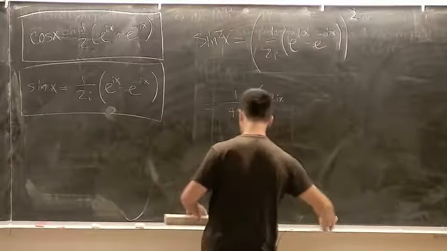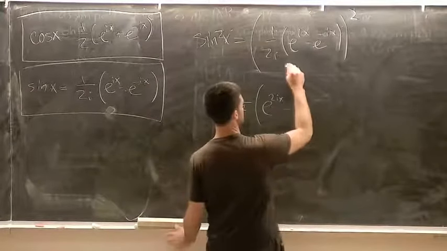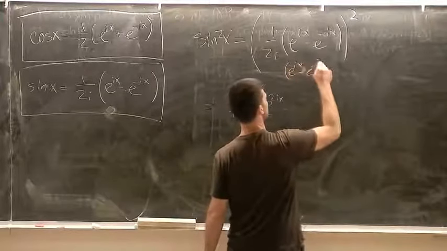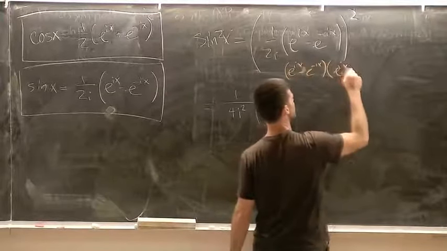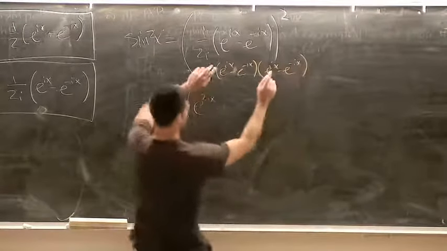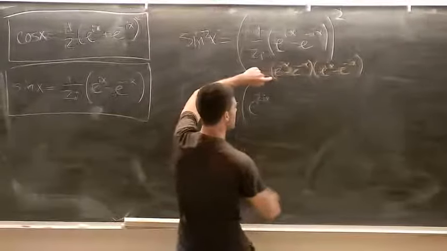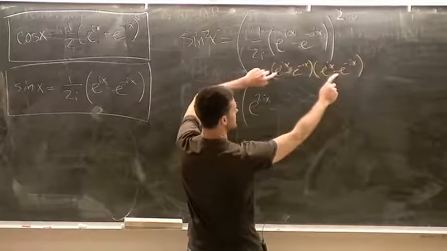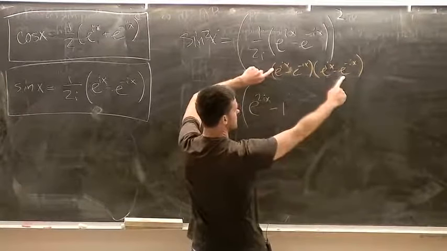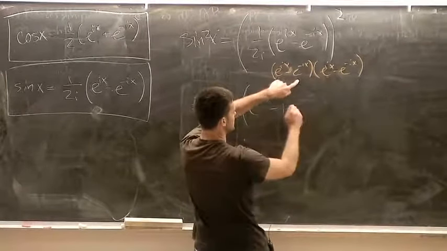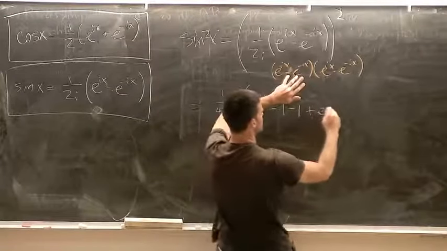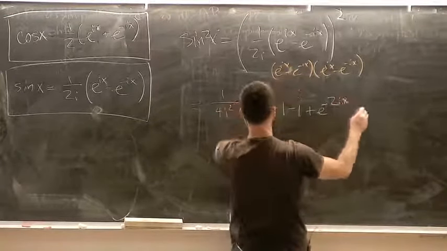Here, maybe I should show you guys this, right? So this is e to the ix minus e to the negative ix times e to the ix minus e to the negative ix. So I'll get an e to the 2ix. I'll get a minus. These guys are inverses of each other, so that's a minus 1. Same with these two. So that's another minus 1. And then that'll be plus e to the minus 2ix.